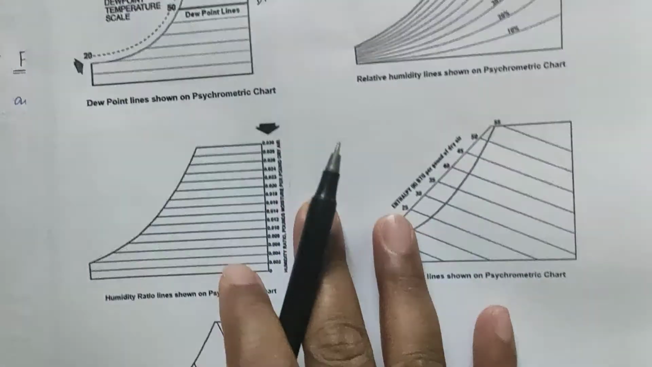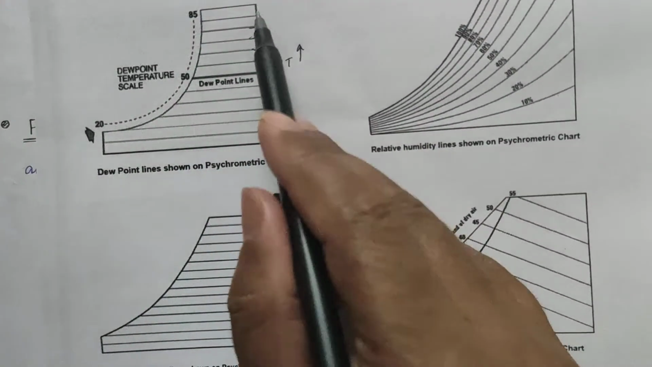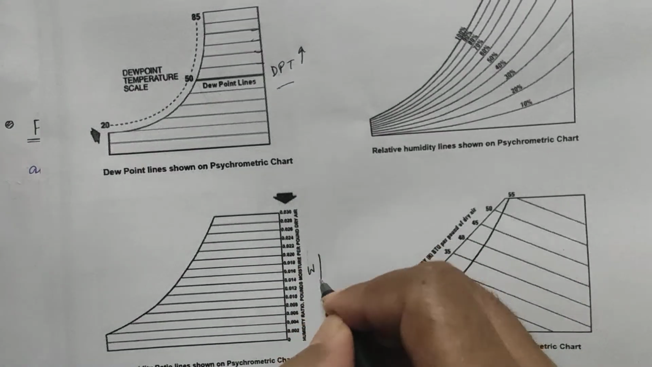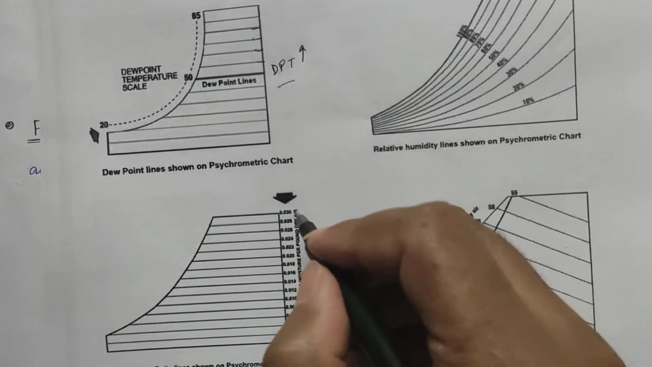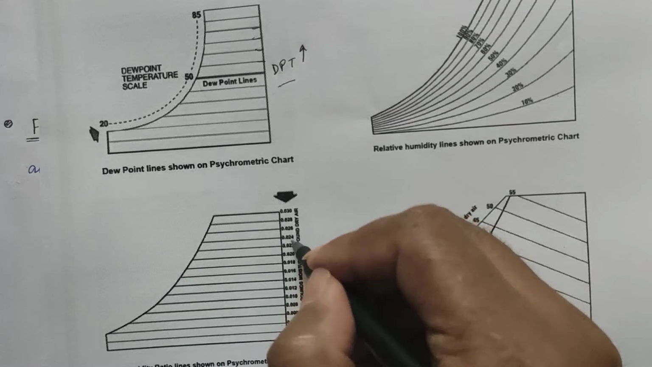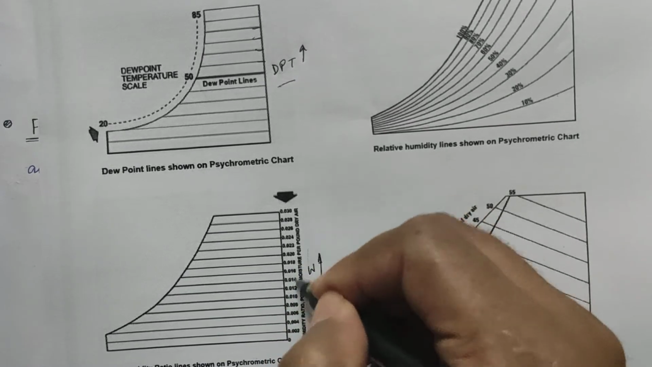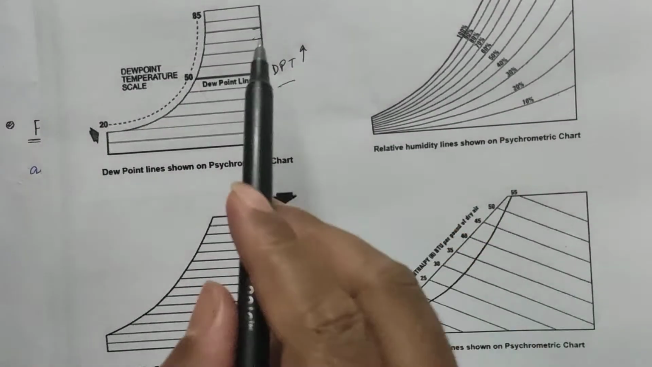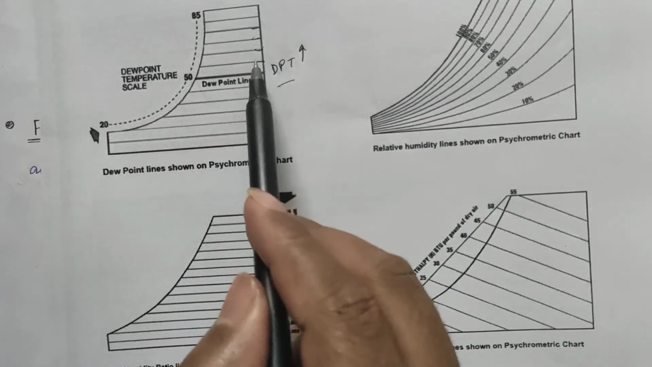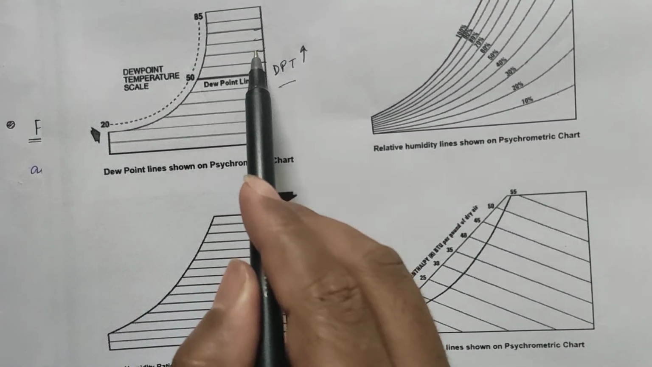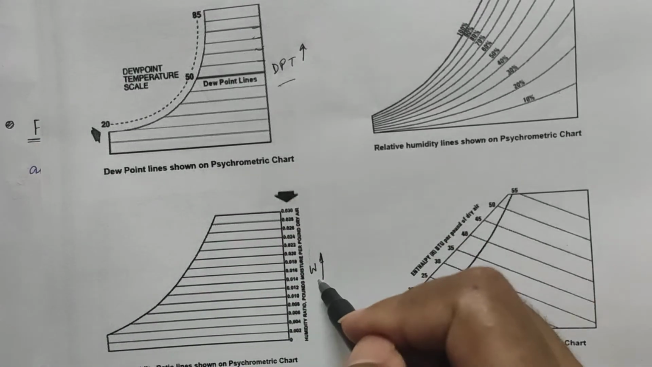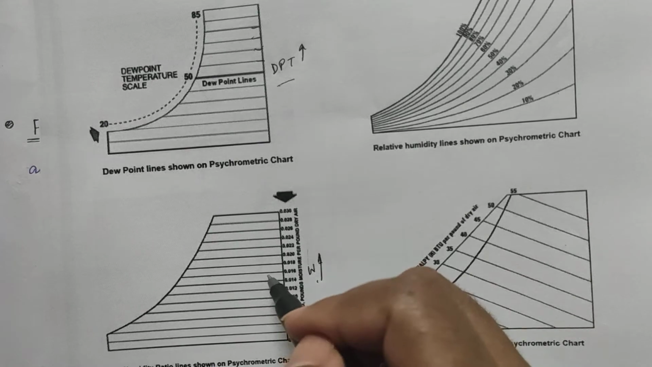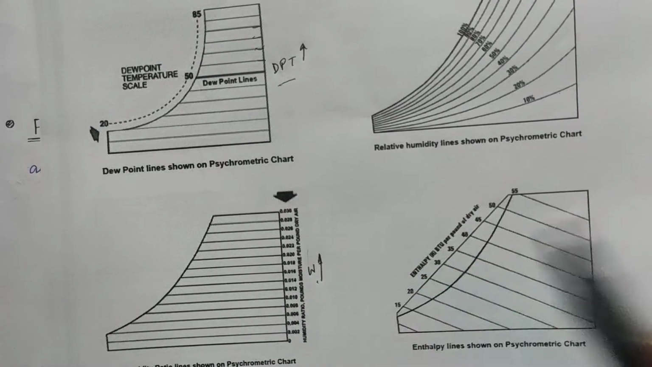See, here the dew point temperature scale is drawn along the y-axis. Here the specific humidity W scale is also drawn along the y-axis, but the values of the readings of the scale are different. If we look at a complete psychrometric chart, in the inside portion dew point is drawn and outside portion the specific humidity is drawn, or in the inside portion specific humidity is drawn and outside portion dew point will be drawn. Clear?